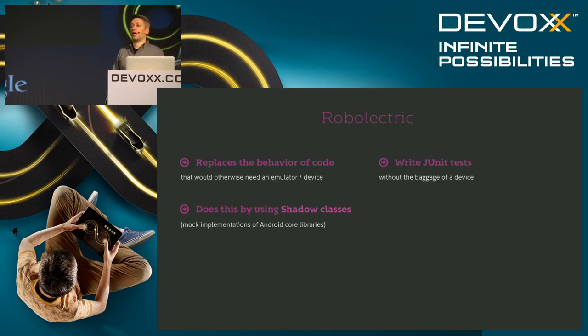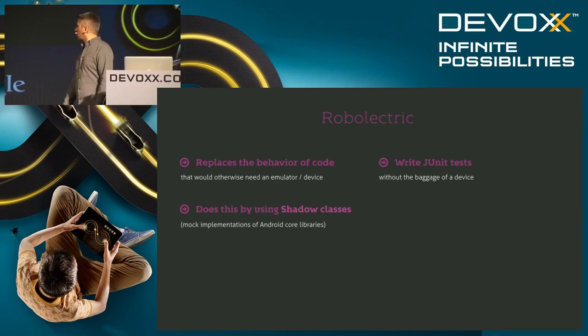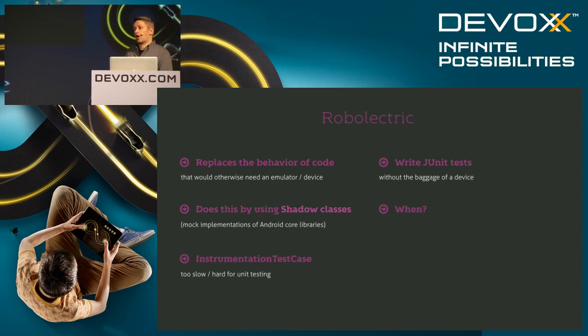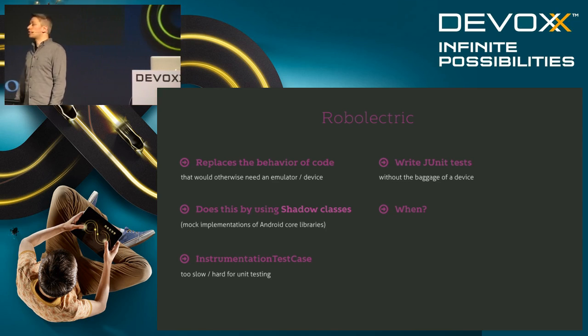Robolectric does this through the usage of what they call a shadow class. So basically they mock the implementation of the real Android libraries. Now, you could say, when am I going to use this tool? When am I going to use Robolectric?